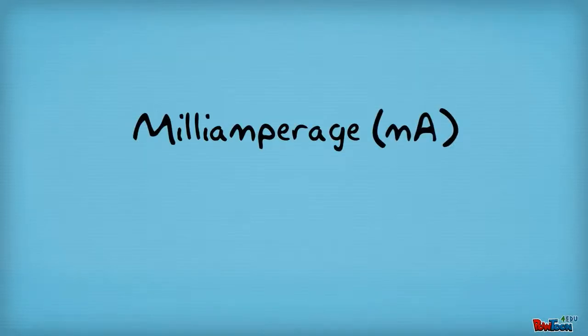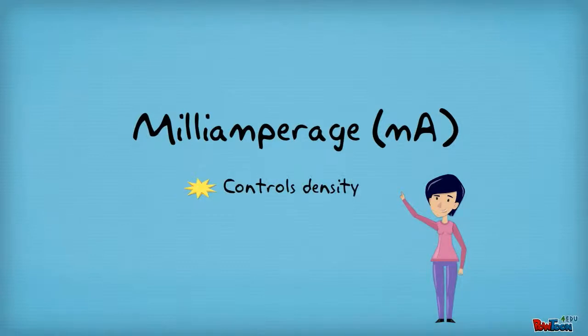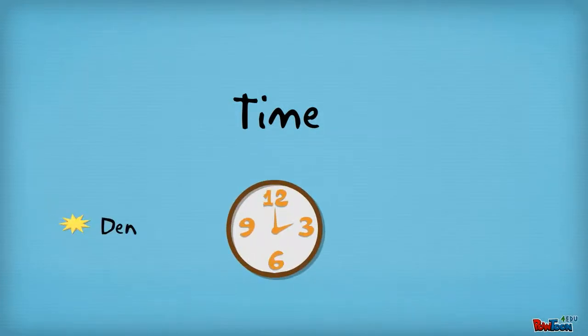On the other hand, milliamperage, or mA, controls radiographic density. And it does this by controlling the amount of X-ray photons that are produced. The exposure index is a control that you can use to up or lower your density. Time is an exposure factor that controls density and affects recorded detail. Time plus mA gives you mass, which is the controlling factor of density.